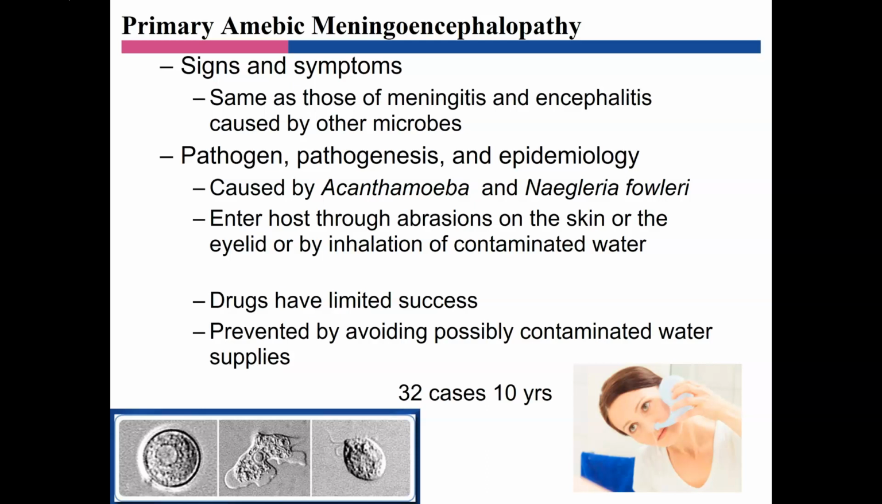A possible route of transmission is when people enter contaminated water, like a lake. The amoeba might enter through the eyelid or potentially by inhalation and gain entry through the nerves in the sinuses. There have been a couple of well-documented cases of individuals acquiring the infection through the use of a neti pot, which is shown down here. A neti pot is something that is used to flush the sinuses out, especially by people that suffer from allergies.